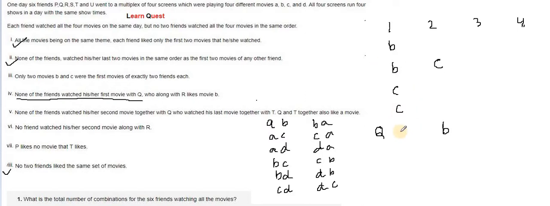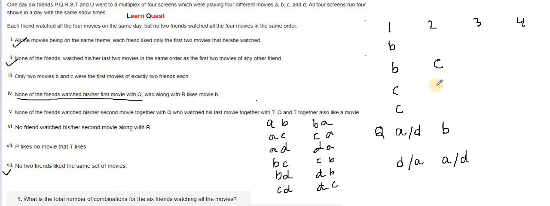So 1, 2, 3, 4. This one for Q, it will be either A or D. And for this person, if this is A, then this is D. If this is D, then this is A, D or A. Who is this person? I don't know as of now. Now here also we have to fill A's and D's only, right? In second also. If here it will be D, then second movie also the same person cannot watch the D, right? So if here it is D, here it will be A. If here it is A, here it will be D.